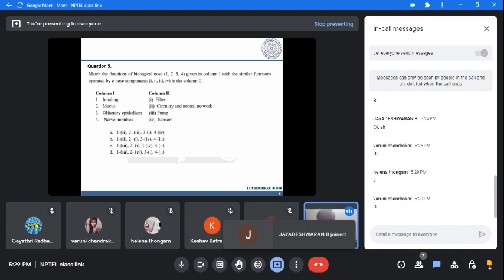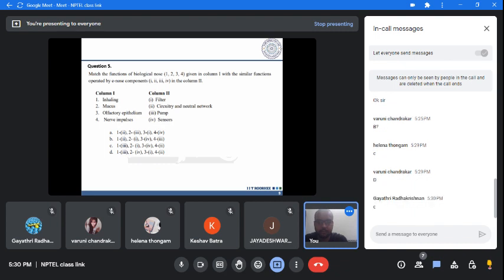Okay, Varuni is saying D. Anyone else? Gayatri is saying C. Okay. Jadeswaran is saying D. Okay. Okay, let's see what the answer will be here. Option C is the correct answer.